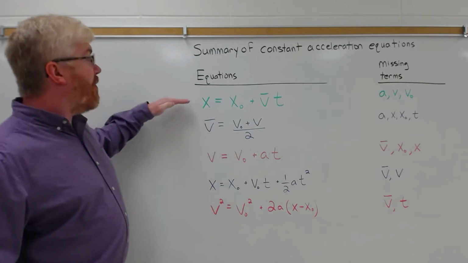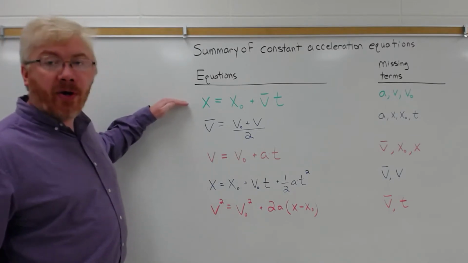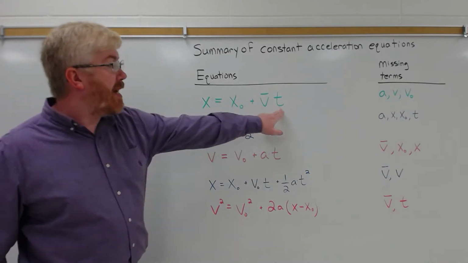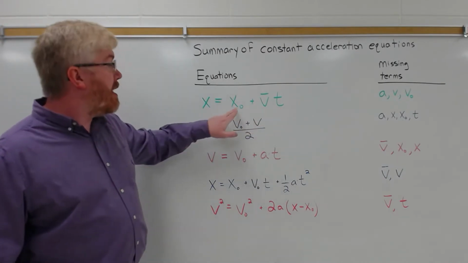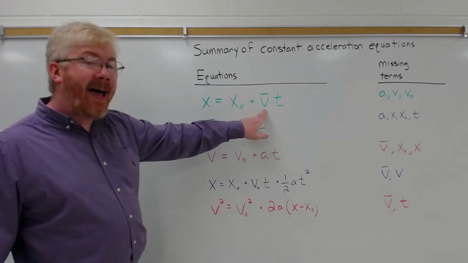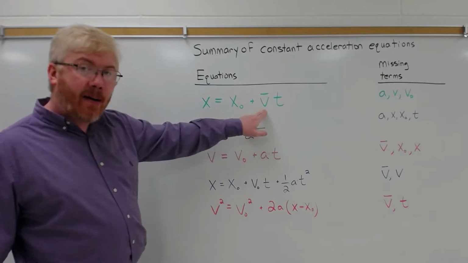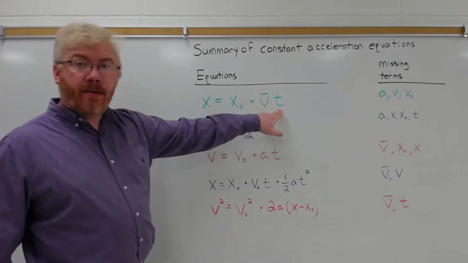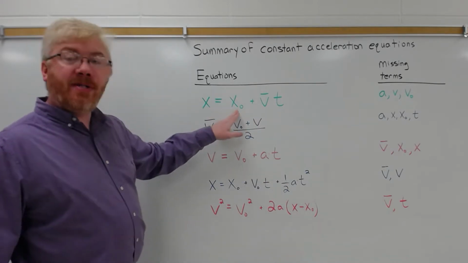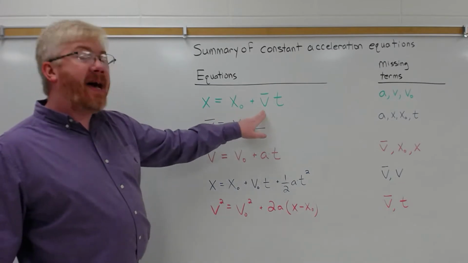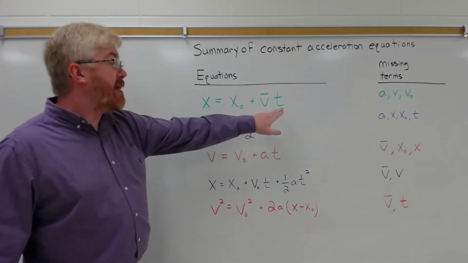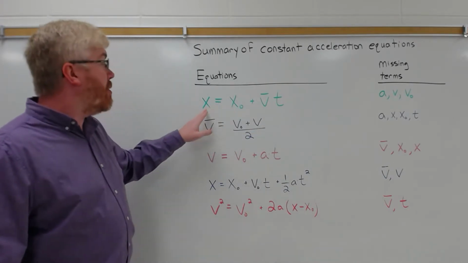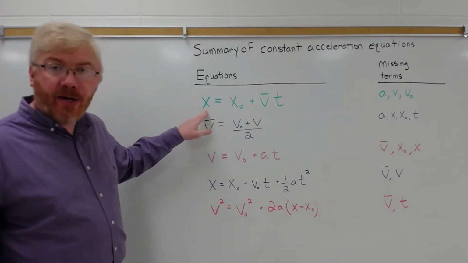Now, the first one, the equation shown here in green, tells you that the position of an object at some time t depends on its initial position and the average velocity of the object. So there are 4 unknowns here. If you know the initial position of an object, the average speed, or the average velocity, of that object, and the amount of time that object has been moving, you can determine the final position.